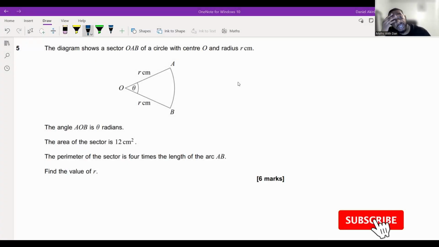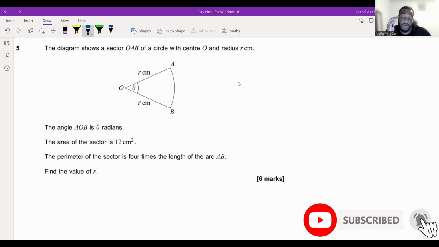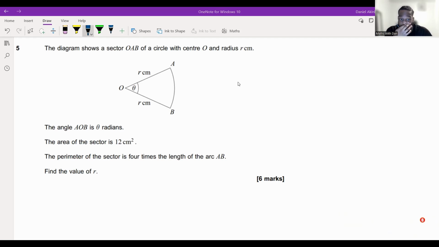So it says the diagram shows a sector OAB of a circle, center O and radius R. The angle AOB is theta radians. The area of the sector is 12 centimeters squared. The perimeter of the sector is 4 times the length of the arc AB. Find the value of R.